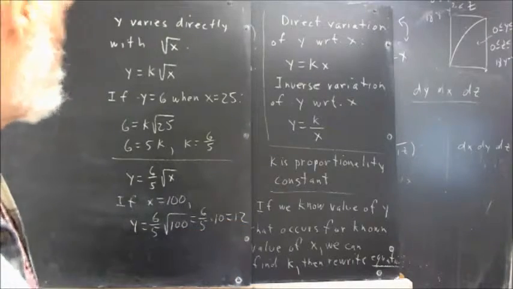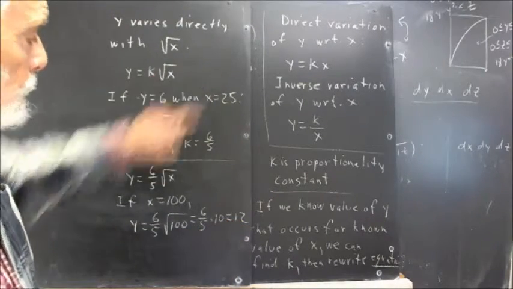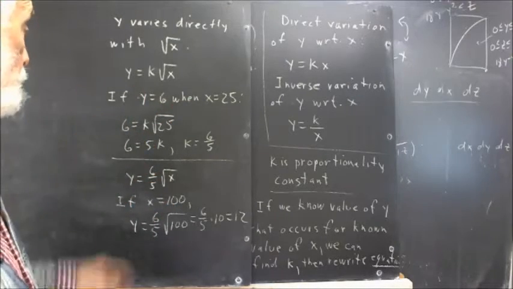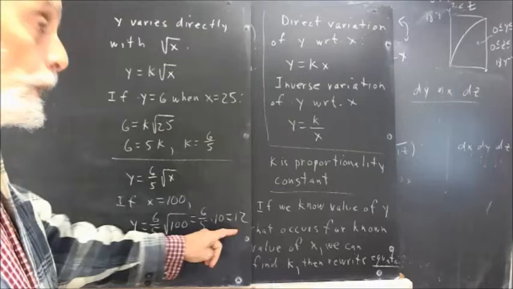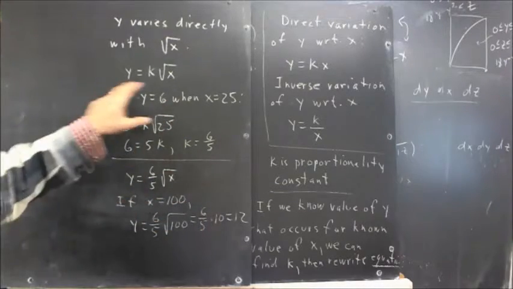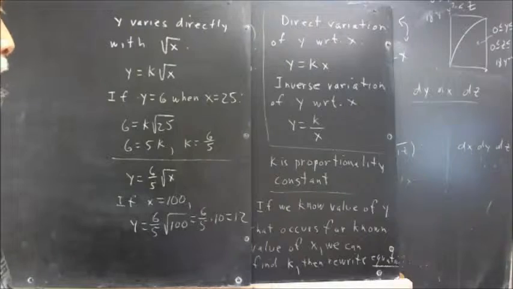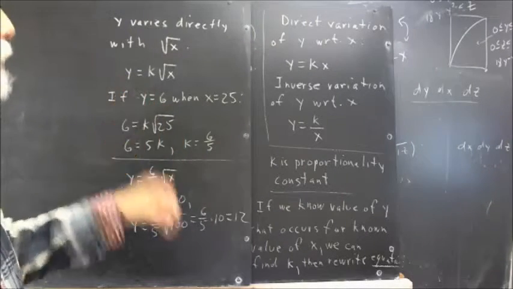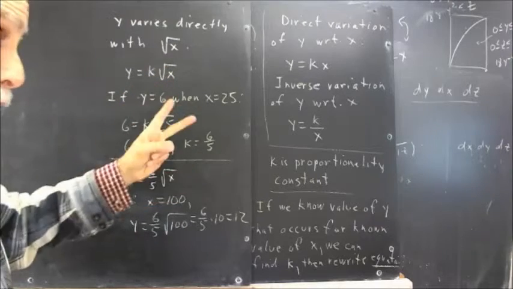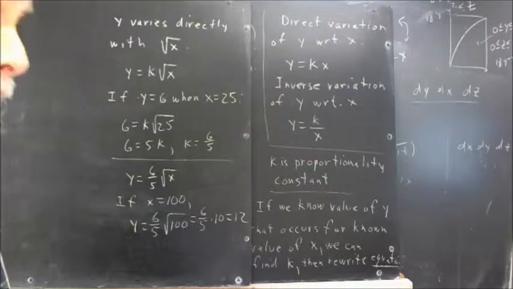Now, what's just happened? X increased from 25 to 100. X got 4 times as big. What did y do? Y went from 6 to 12. It only got twice as big. Why is that? Well, the variation is with the square root. The square root of 4 is 2. So when x gets 4 times as big, y will get square root of 4, or 2 times as big, which is exactly what happened here.